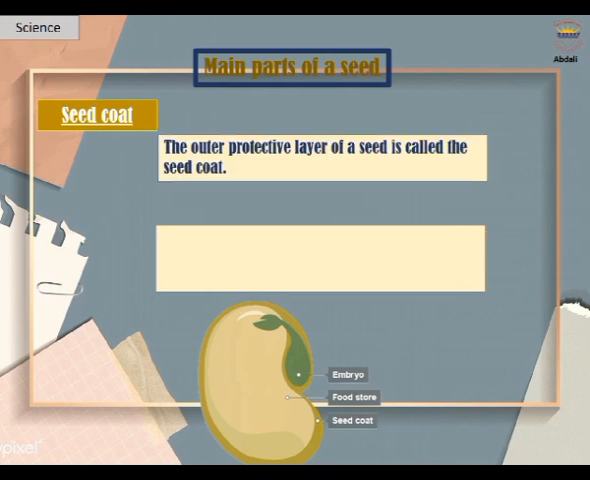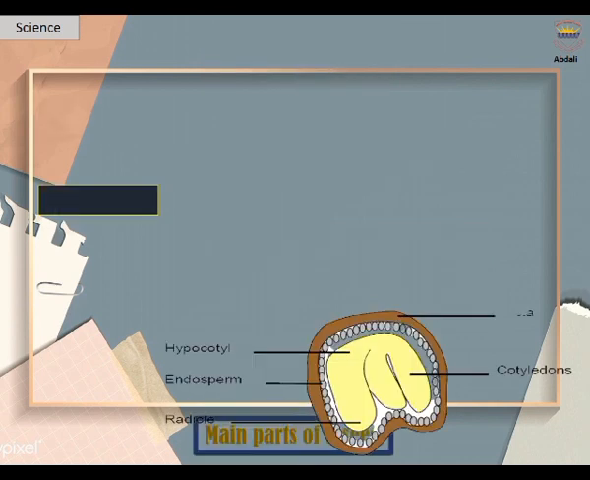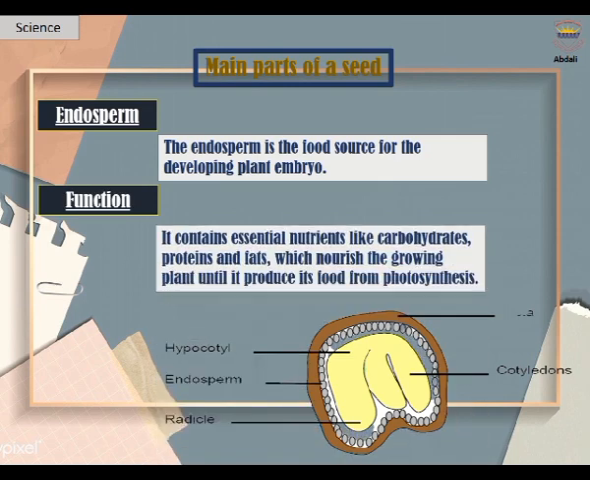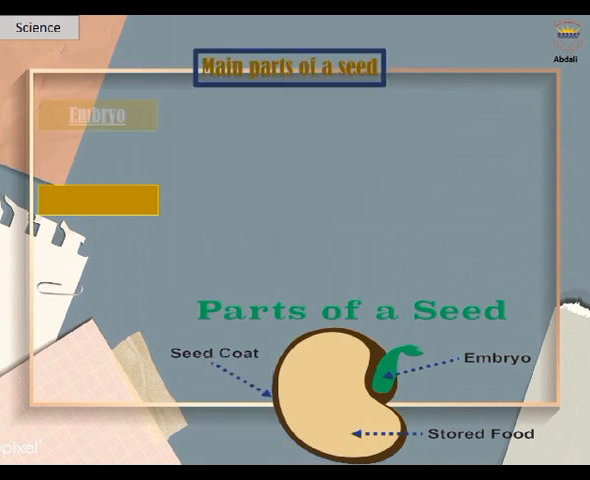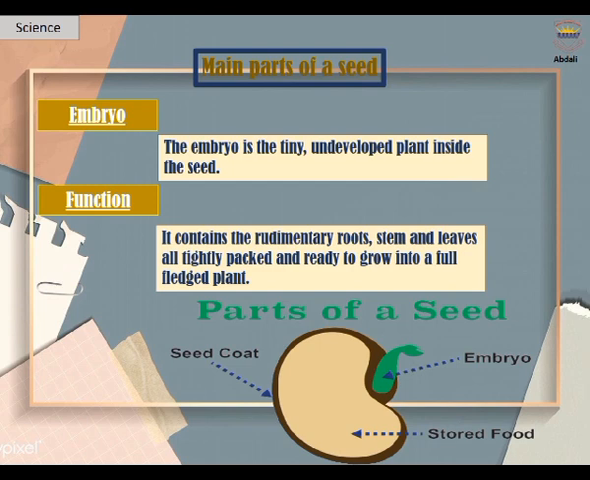Seed coat. The outer protective layer of a seed is called the seed coat. Function. It acts as a shield, safeguarding the embryo and the endosperm inside from damage and external factors. Endosperm. The endosperm is the food source for the developing plant embryo. Function. It contains essential nutrients like carbohydrates, proteins, and fats, which nourish the growing plant until it can produce its food through photosynthesis. Embryo. The embryo is the tiny, undeveloped plant inside the seed. It contains the rudimentary roots, stem, and leaves, all tightly packed and ready to grow into a full-fledged plant.